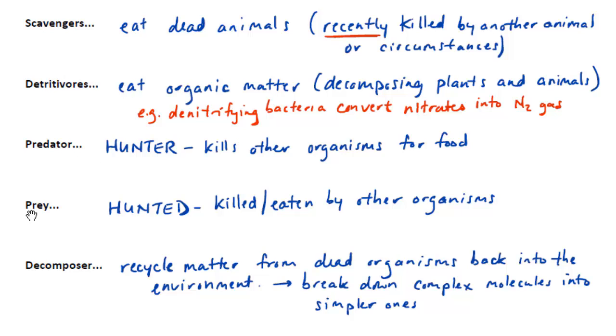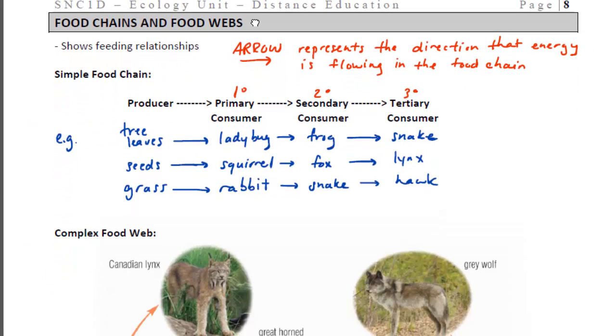Then of course we have predator versus prey, and we'll do a whole lesson on this shortly. You have a hunter, which is the predator, and it kills the other organisms for food. And of course you have the hunted, or the prey, and they are being killed and eaten by other organisms. All of these different relationships are going to help us to develop food chains and food webs.